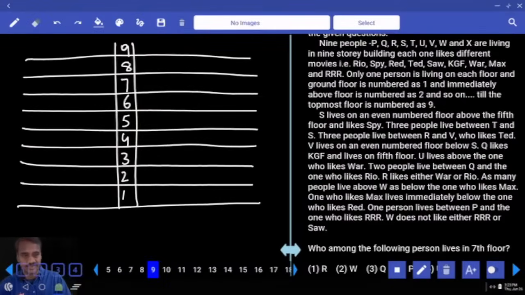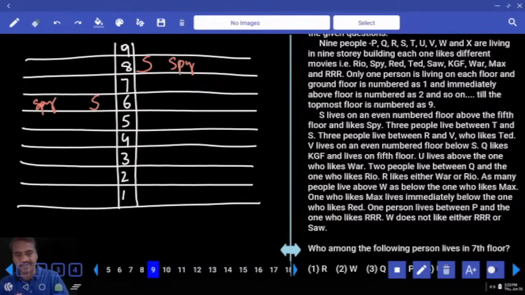Now S lives on an even number floor above the 5th floor. Above the 5th floor, an even number floor means S can be on 6 or 8. And at the same time, S likes spine. Now S likes what? S likes spine.